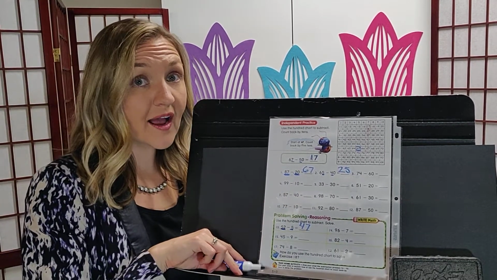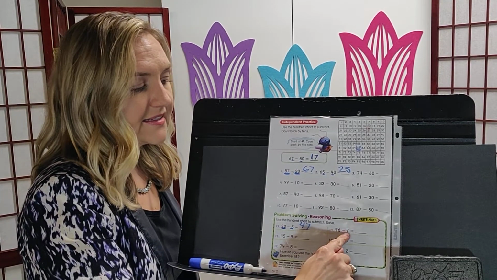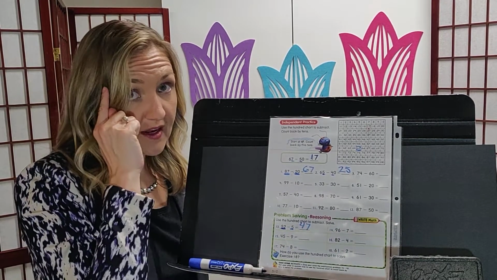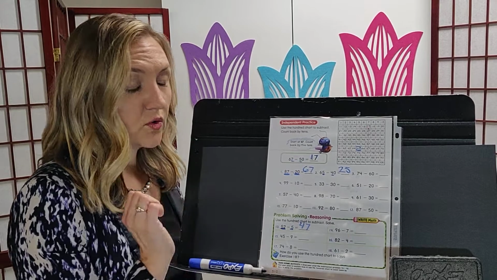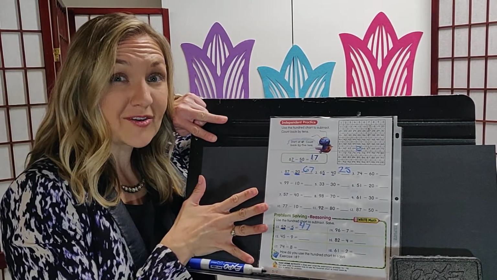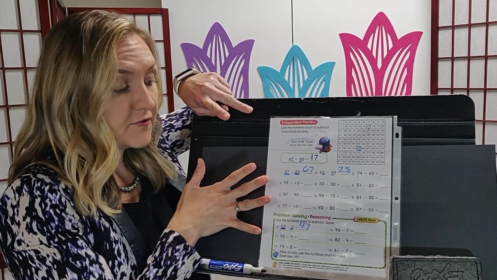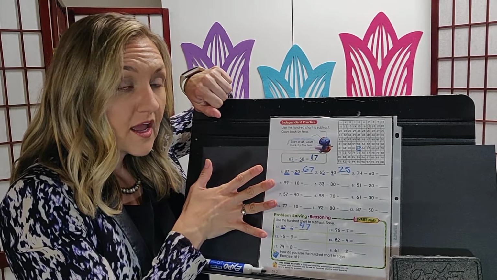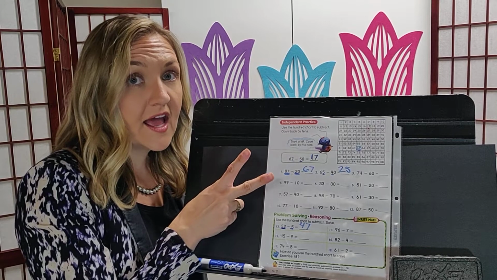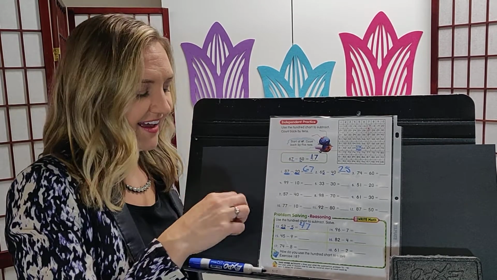Let's do one more as an example together. 96 minus 7. Okay, so 96 is the greater number. We'll put that in our head. 7, we'll hold up 7 fingers, and we're going to count towards lesser numbers, counting back. So we go 96, 95, 94, 93, 92, 91, 90, 89.